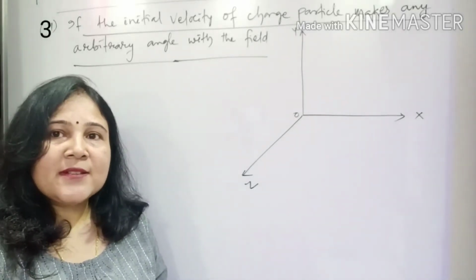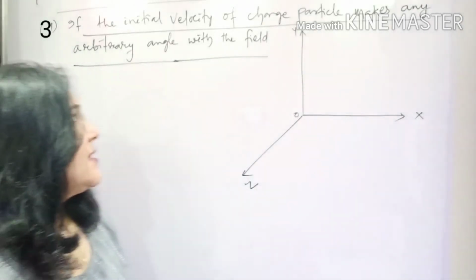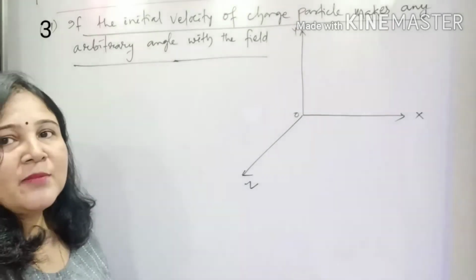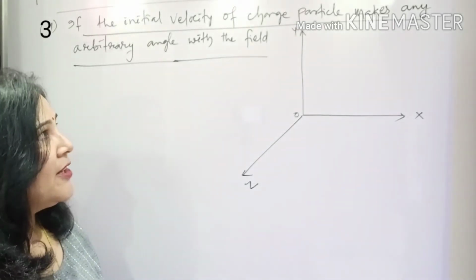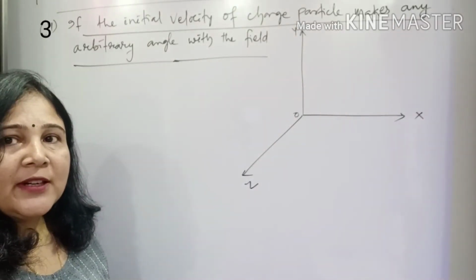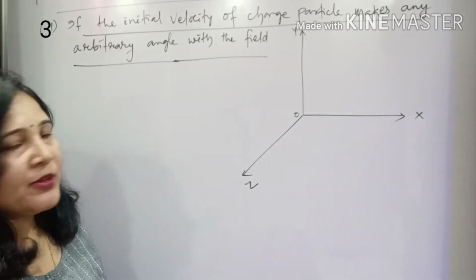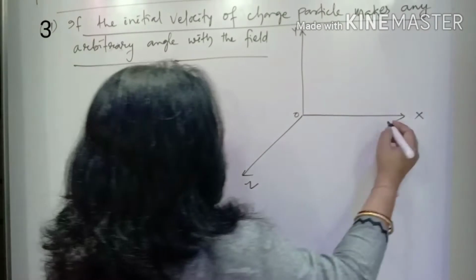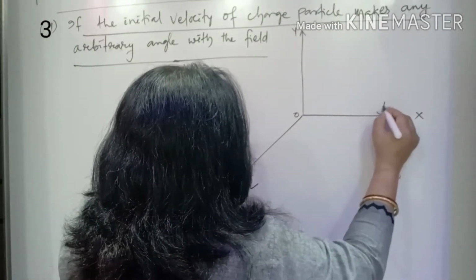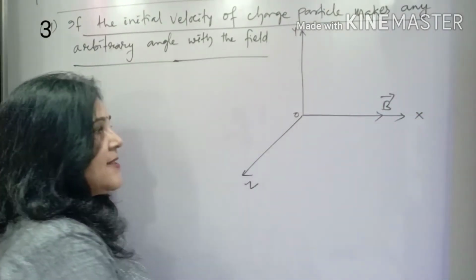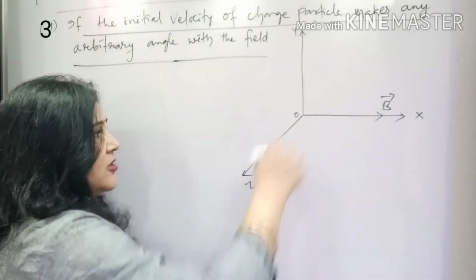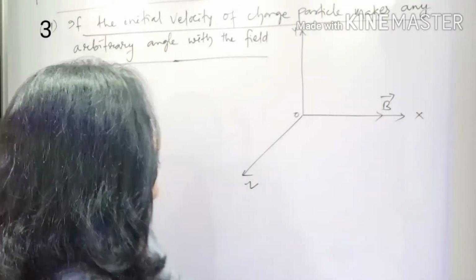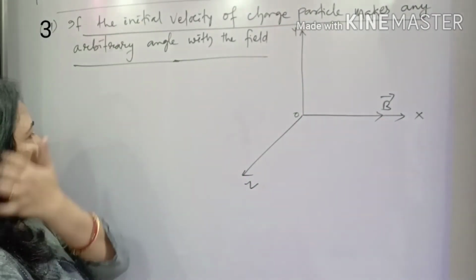Hello students. In this video we'll discuss what happens when a particle enters a magnetic field while making an arbitrary angle with it. What will its path be, and how will it move in the field? Here we have taken a uniform magnetic field acting along the positive x-axis.